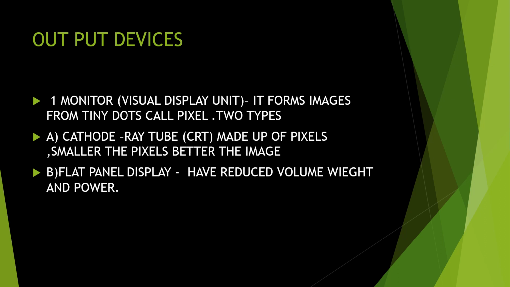One is the cathode ray tube, made up of pixels. The smaller the pixel, the better the image. When the pixels are very small and there is no grain, the image is very high quality. Next is the flat panel display. The flat type has reduced volume, weight, and power. Laptops use these flat panel displays. The cathode ray tube is somewhat heavier. So these are the two types of monitor systems we see in computers.